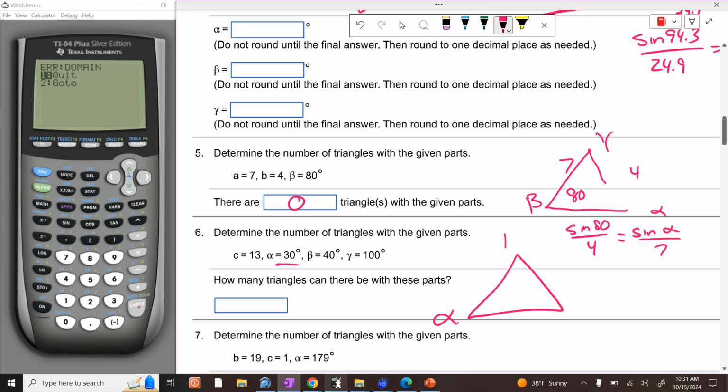Alpha, beta, gamma. Actually, it's an obtuse triangle. So this is 100, this is 40, this is 30, and this is 13. Okay, you got to figure out the other two sides, right? What do we got going on here? We got angle, side, angle, yeah. How many triangles can there be like this?